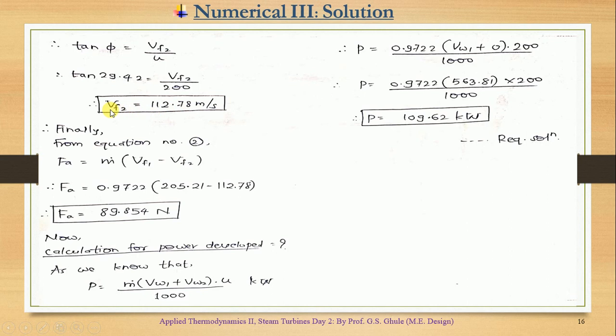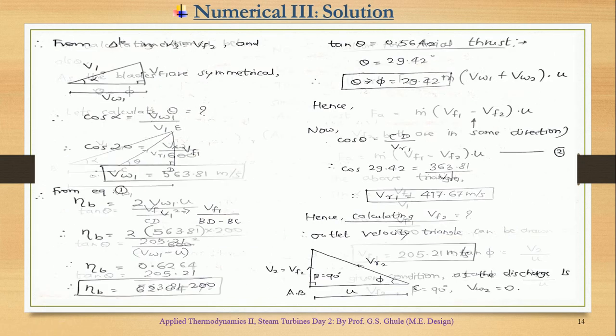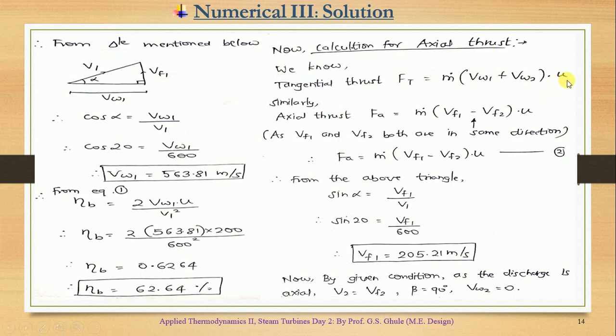Now the formula for the axial force, as we have discussed earlier, is m dot into bracket VF1 minus VF2. Just take note of this, a necessary correction: this U is not here. The formula is only m dot into bracket VW1 plus VW2 for tangential thrust, and for axial thrust it is m dot into VF1 minus VF2. Just ignore this U in the axial thrust and tangential thrust.